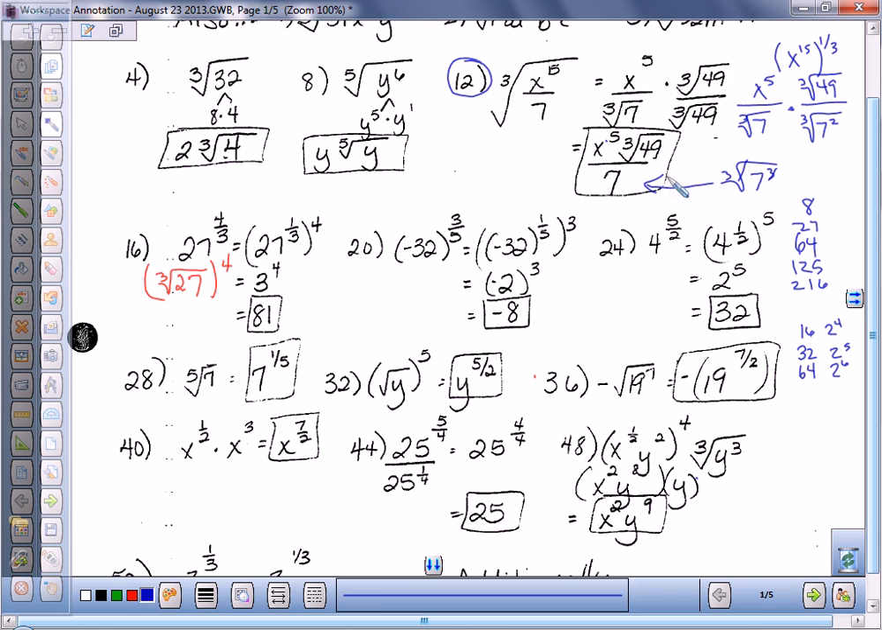Does that make more sense for number 12? Nope? Okay, we'll see some more in a minute. Well, I'll do some more. Okay, what else?